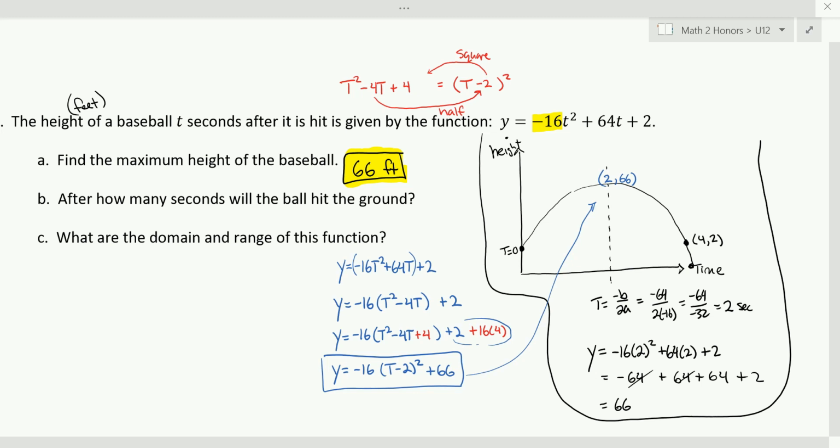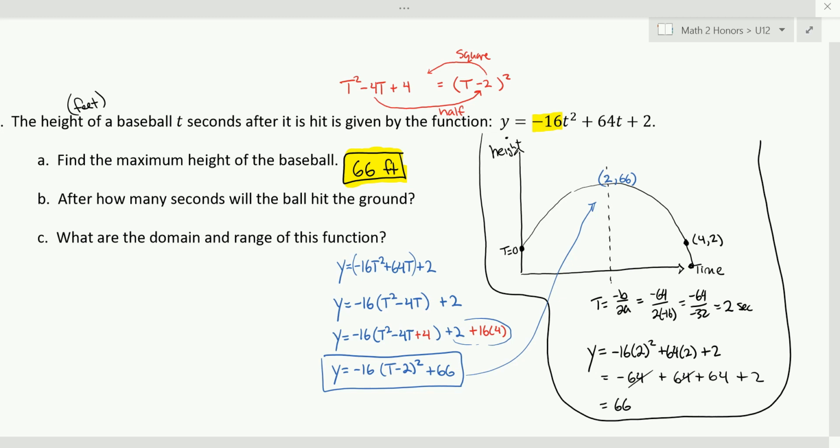Part B, after how many seconds will the ball hit the ground? What is that asking for? x-intercept. Okay, so it's a root, a 0, an x-intercept, solving the equation when you set y equal to 0. And we have 3 methods. I'm going to tell you factoring is not going to work. So that leaves 2 methods now.